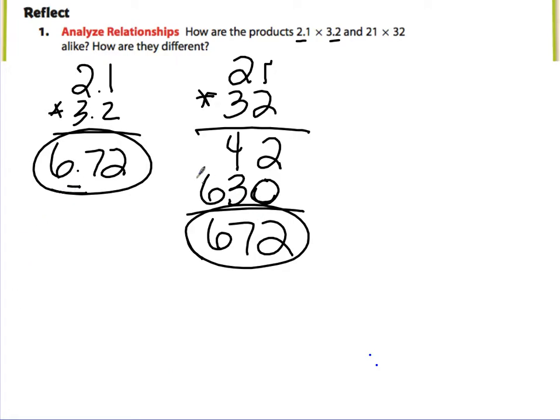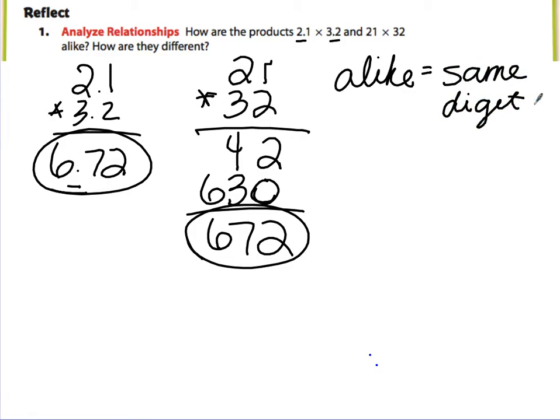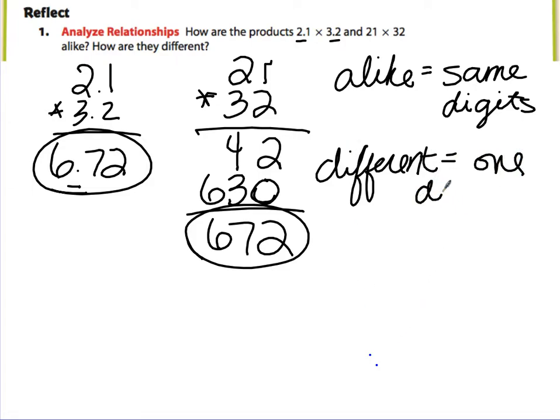So they're alike because they have the same digits, and they're different because one has a decimal and one has no decimal.